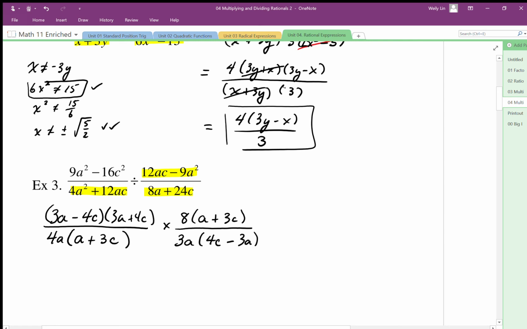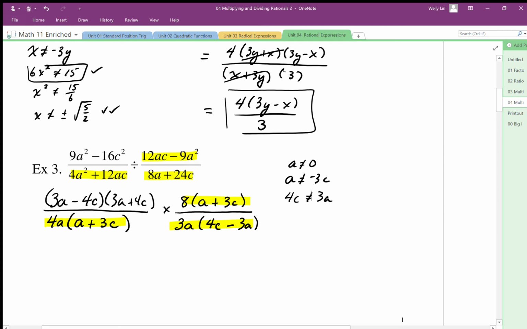I forgot to state my restrictions. So maybe I'll do my restrictions from the factored form. I've got my factors here, here, and here. I have to state restrictions for. So I have a not equal to 0, a not equal to negative 3c. Here I have 4c not equal to 3a. And I've also stated that restriction as well. So I've taken care of this one as well.